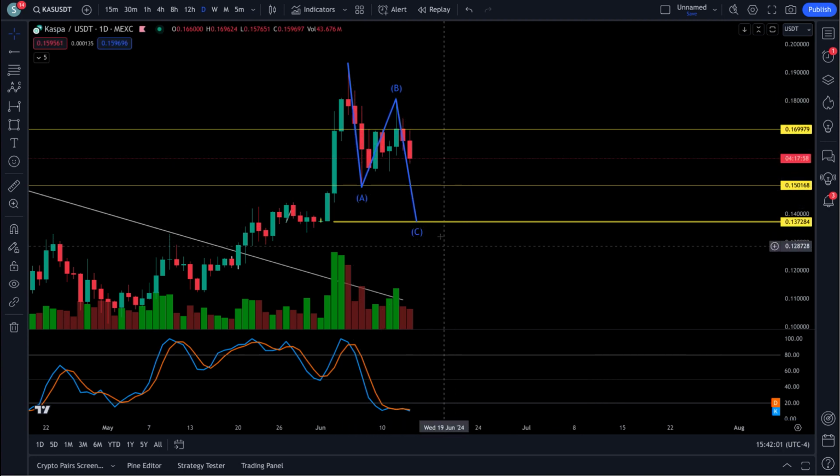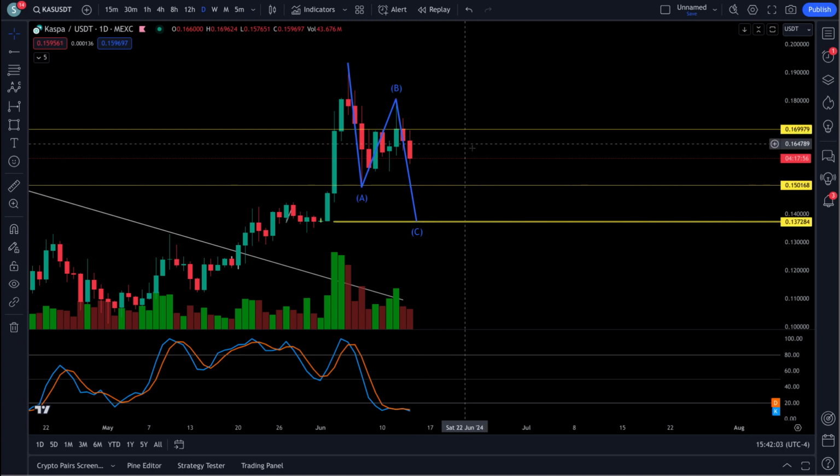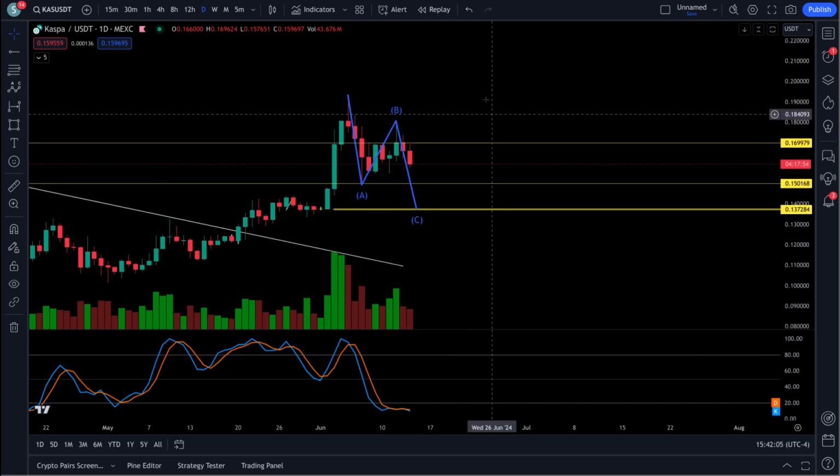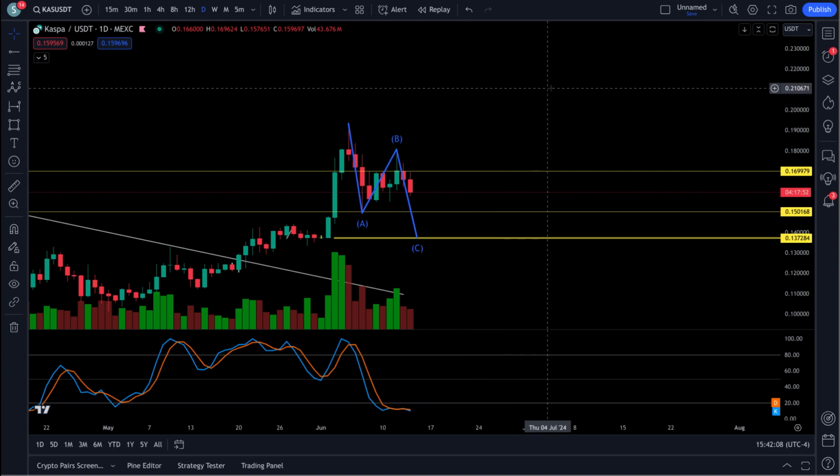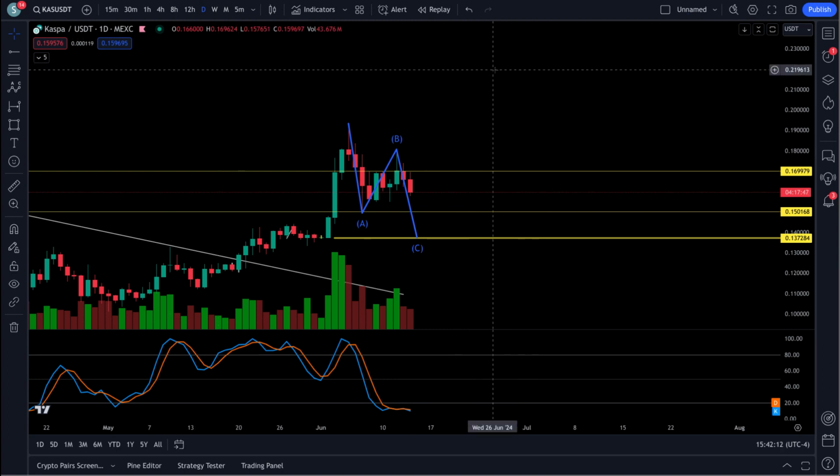ABC structure down to 13.7, 13.8. Then we'll be firing back up out of here, and then we're heading into the 20s. That'll be the next move up. All the RSIs will be reset and we'll be ready to go.